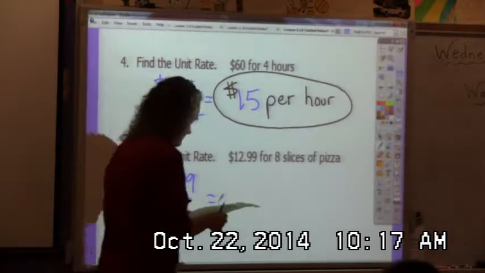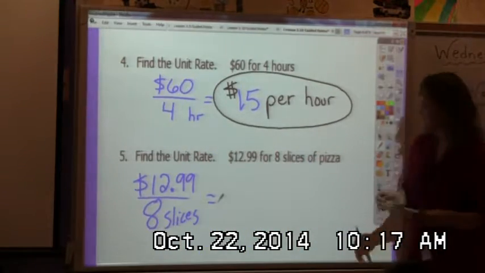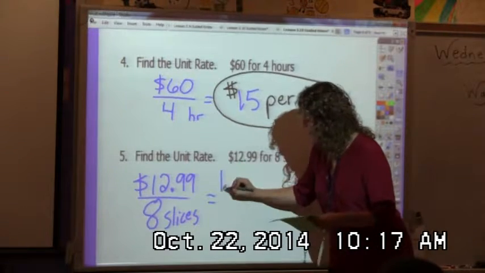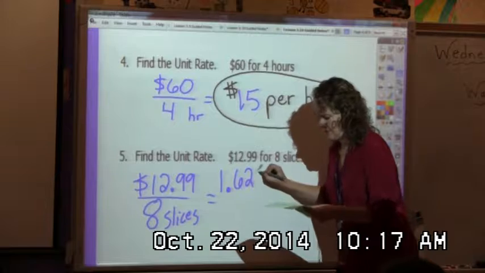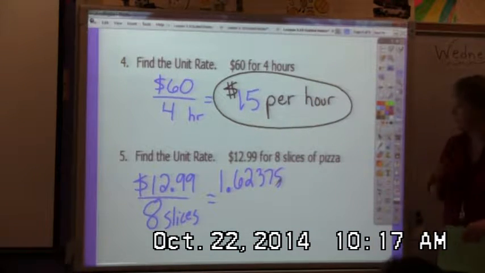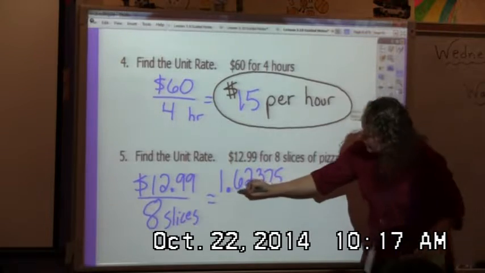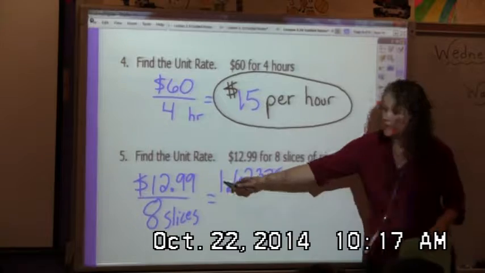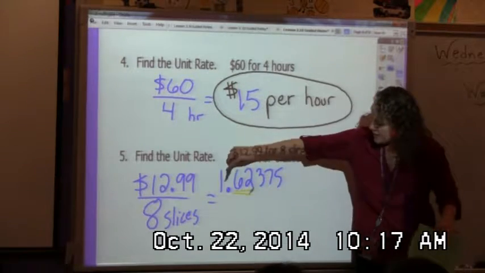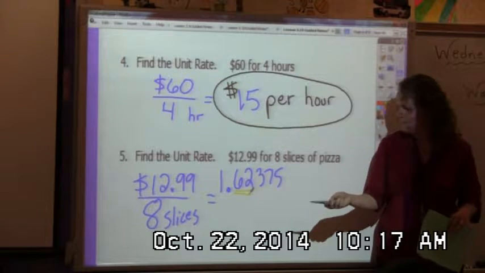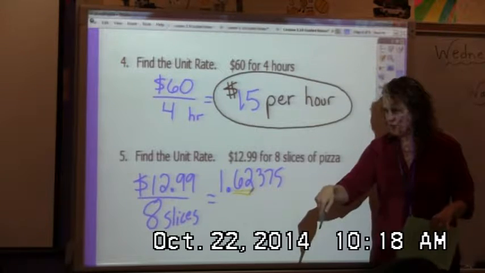CJ, what do you have? $1.62 per slice. Excellent. On your screen, you should see 1.62375, blah, blah, blah. We're talking about money, so I want it rounded to the nearest penny. I want 2 numbers after the decimal point. So we're deciding whether this should be $1.62 or $1.63. 1 to 4, keep it on the floor.